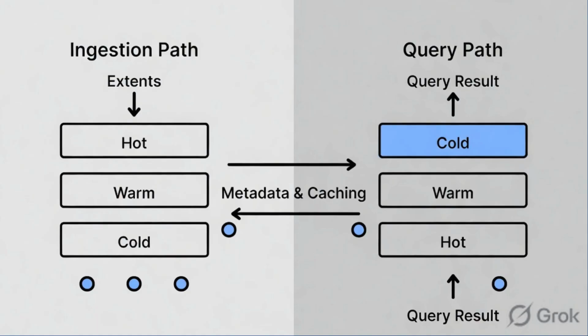Right in the middle is the bridge, metadata and caching. It tracks every extent, knows where data lives, and decides what to pull from which layer so queries stay lightning fast and ingestion never blocks. This separation and smart middle layer is why ADX can ingest real-time while queries fly. No interference, just smooth teamwork.